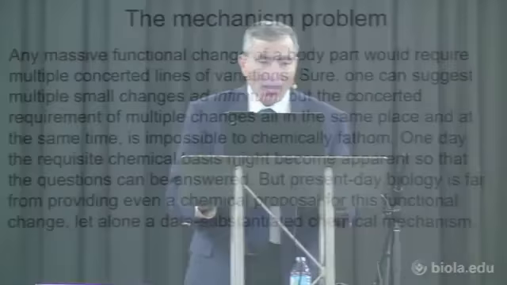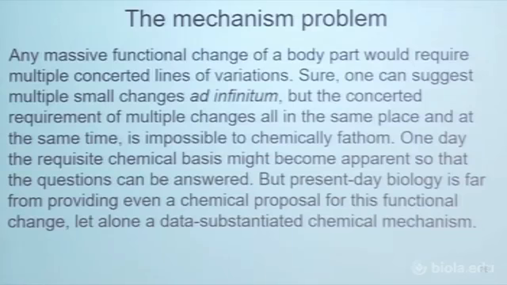You measure things that tell you mechanisms. Any massive functional change of a body part would require multiple concerted lines of variation. Sure, one can suggest multiple small changes ad infinitum, but a concerted requirement of multiple changes all happening in the same place at the same time in evolutionary history is impossible to chemically fathom. One day the requisite chemical basis might become apparent so that the question can be answered. But present-day biology is far from providing even a chemical proposal for the functional change, let alone a data-substantiated chemical mechanism.